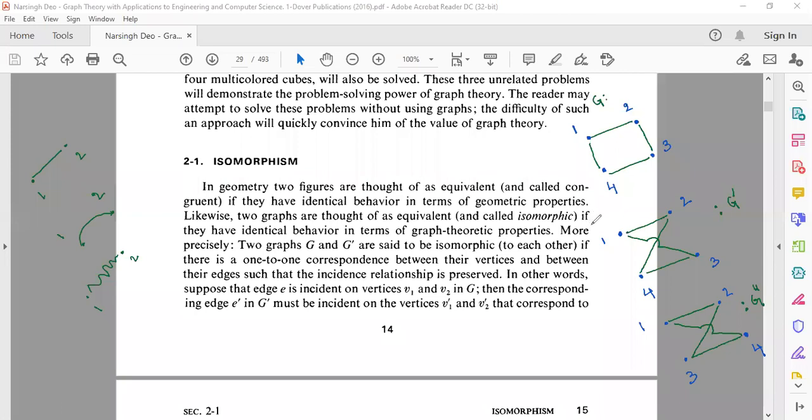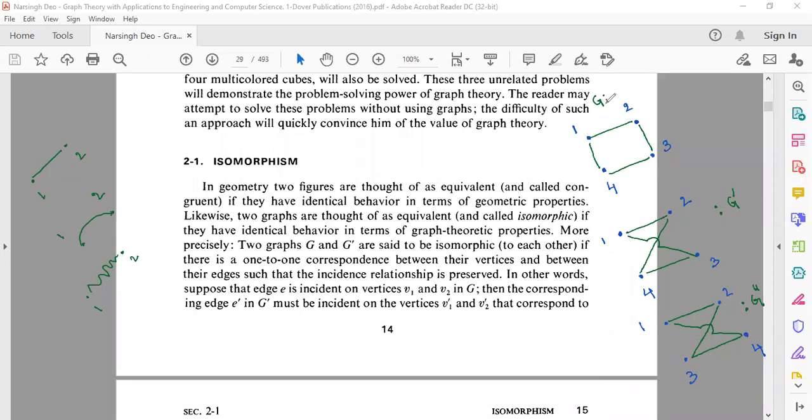So the question is whether these graphs that I have drawn, G prime and G double prime, are structurally isomorphic to G. If capital G and G prime are structurally isomorphic, that means it doesn't matter whether I connect in the way shown in G prime, or in the way shown in G double prime.